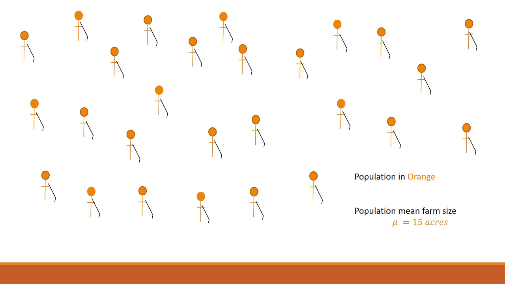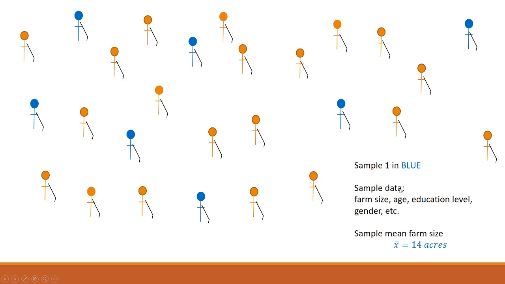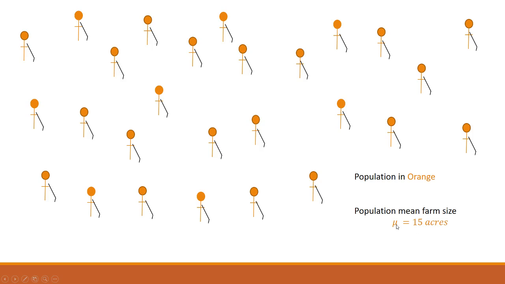But I don't have data on the whole population. Instead, I need to collect data on a subset, and then I will use that to estimate the true population average. So let's say we go in and collect data, and here I'm labeling the people we collected data from in blue. We've randomly selected these individuals. Our sample 1 is in blue. Let's say for this sample, the sample mean is 14. That 14 is an estimate of the true population mean of 15.